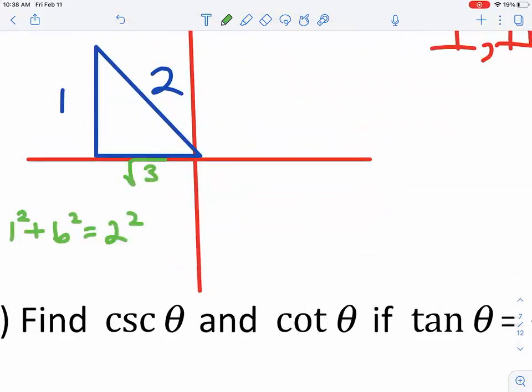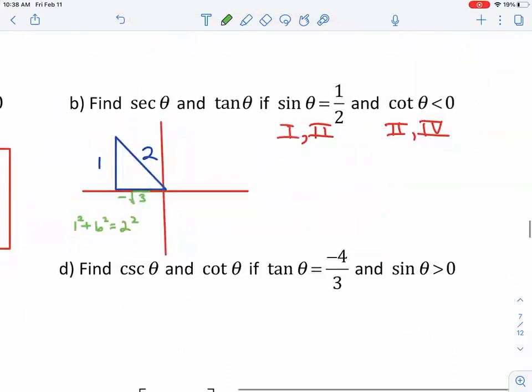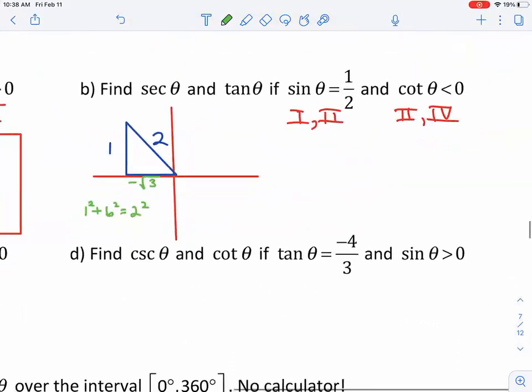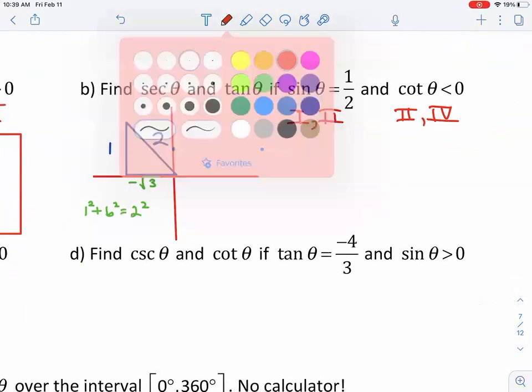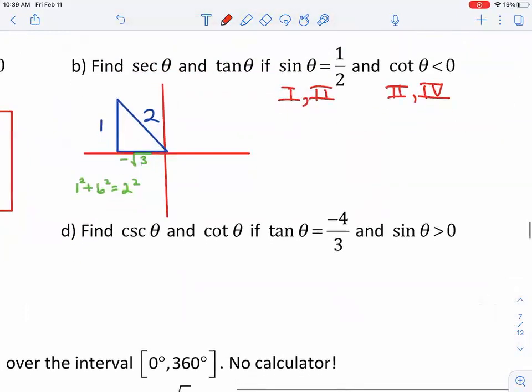But don't miss this. I put a little negative in front of that. Because remember, we're in the second quadrant. So starting at the origin, I want to go to the left root 3 and up 1. So that's the hard part. And now we want to write our ratios.